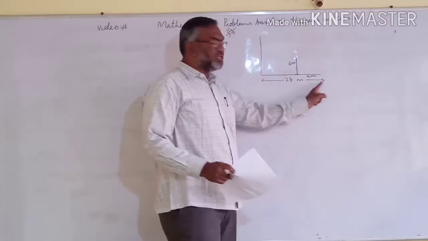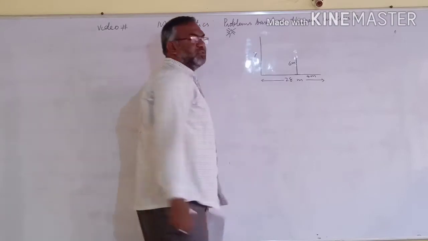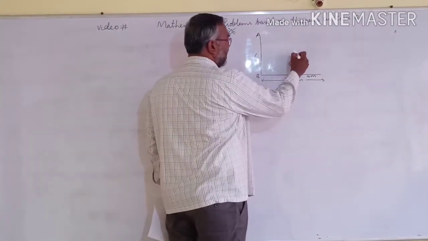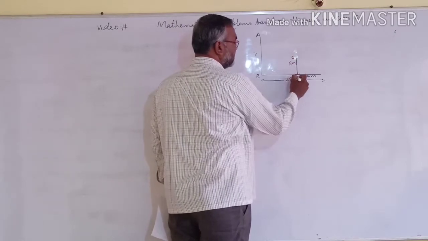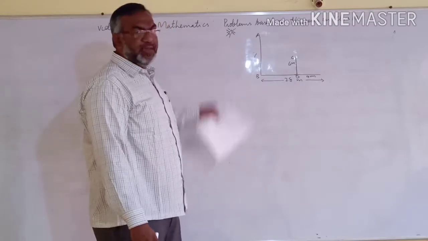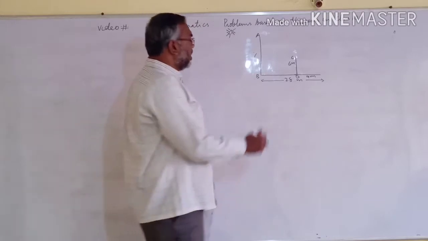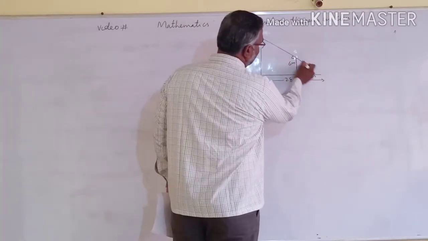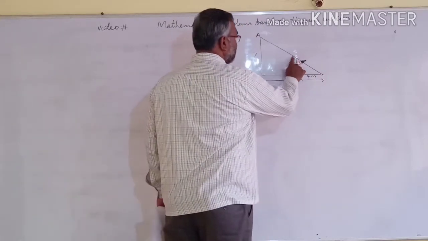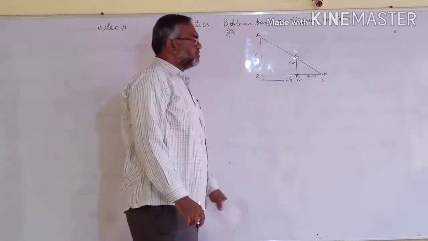The shadow of the tower is 28. Now they are asking us to find the height of the tower. Suppose AB is the tower and CD is the pole. We have to find AB, the height of the tower. Now, do one thing, join these two points. This point is C here. Imagine this point is E.